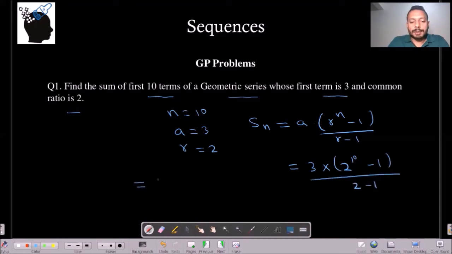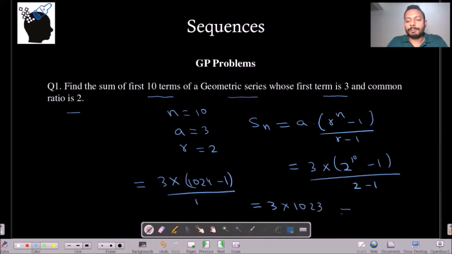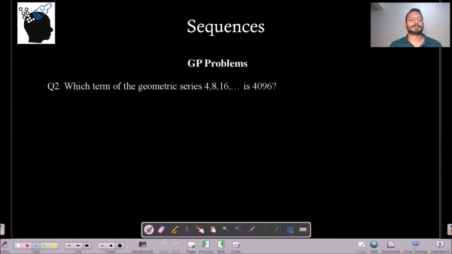It's nothing but 3 multiplied by 2 raised to 10 is 1024 minus 1, divided by 2 minus 1 is 1, which is nothing but 3 multiplied by 1023, which gives us 3069 as the sum of first 10 terms of this geometric series. Let's try one more. You can pause the video and give it a shot.